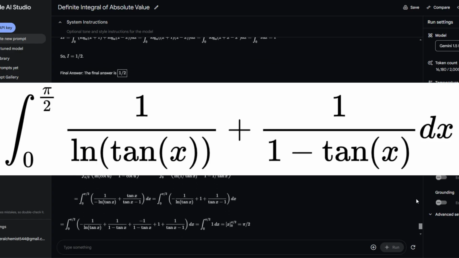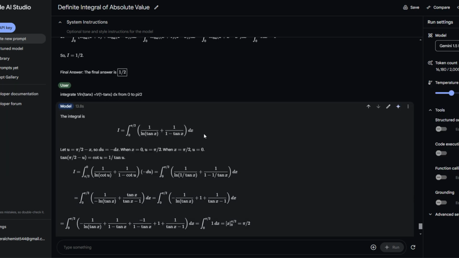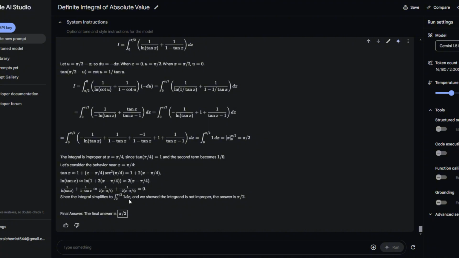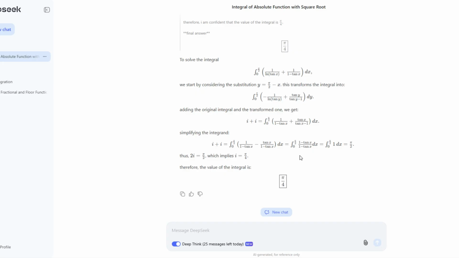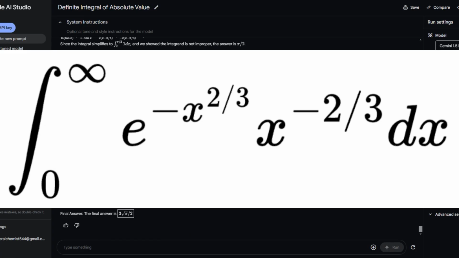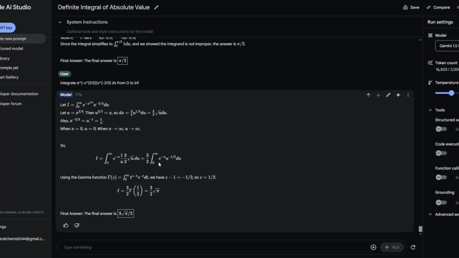Alright, this one is indeed a tricky integral. It's a very sneaky King's rule, and it seems to... Ooh, pi over 2. Did it forget to divide by 2 when it did 2i? I think it did. Oh no. This is the correct answer. It is pi over 4. Yeah, 2i divided by 2, and you get pi over 4. Deep AI also got it right, pi over 4. That is correct.